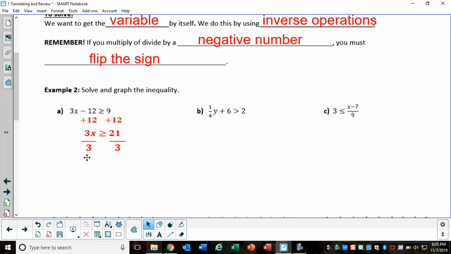Then I'm going to divide both sides by 3. Okay? That'll give me x is greater than or equal to 7. I didn't need to worry about flipping the sign because I didn't divide by a negative number. So this will tell me what all my solutions are. The solutions are the things that make it true. So any number greater than or equal to 7.